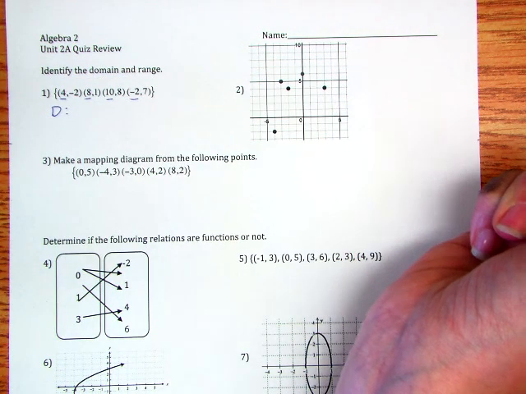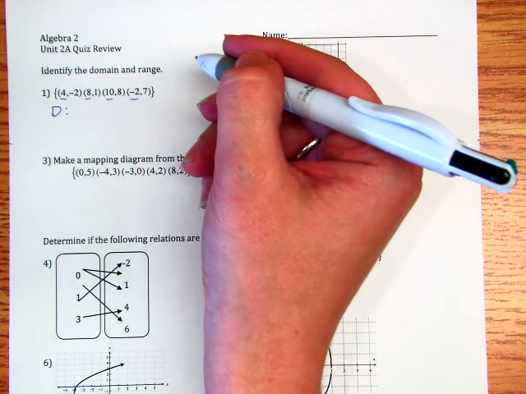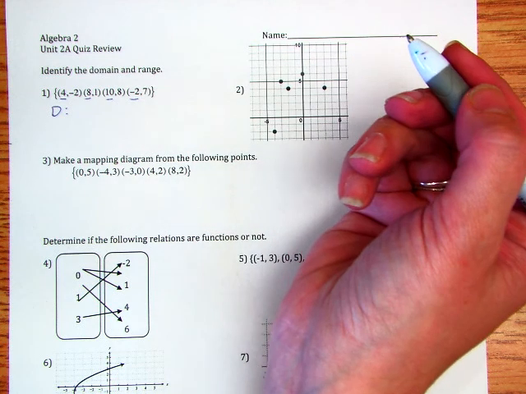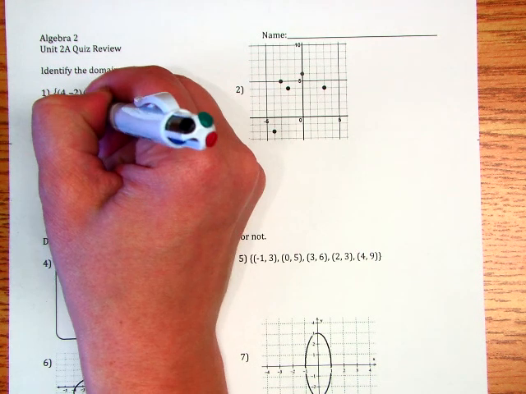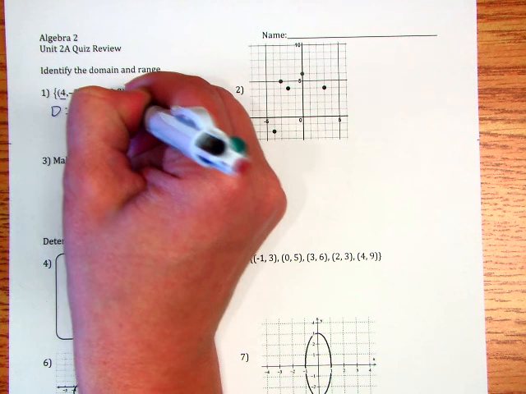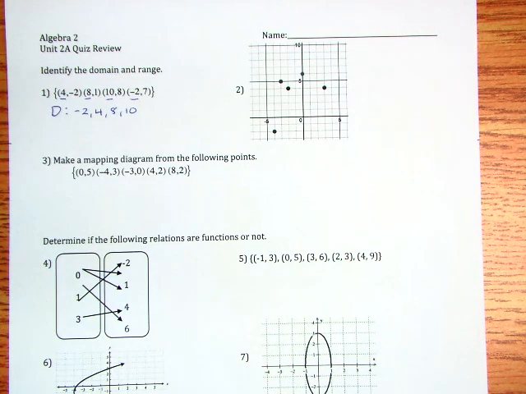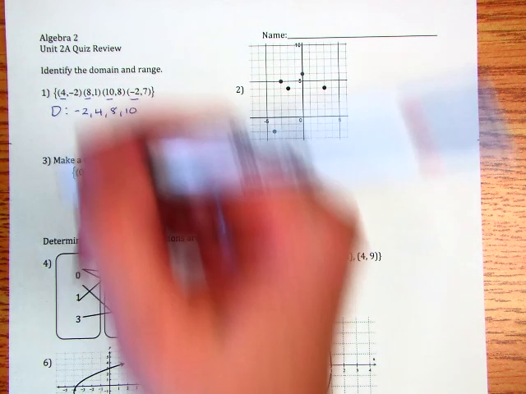Make sure you answer the question that's asked. We can give this in list form, and traditionally we write it from least to greatest. So we would say -2, 4, 8, and 10. Domain is associated with x. The second is going to be the range.